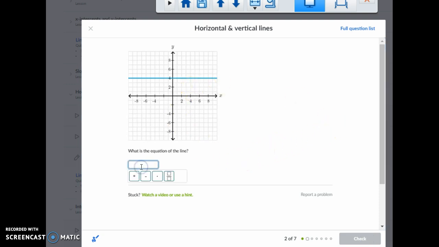So the equation of this line, it's crossing the y-axis at 4. It has a slope of 0, and so this is going to be y is equal to 4 because it's crossing the y-axis at 4. So y equals 4.